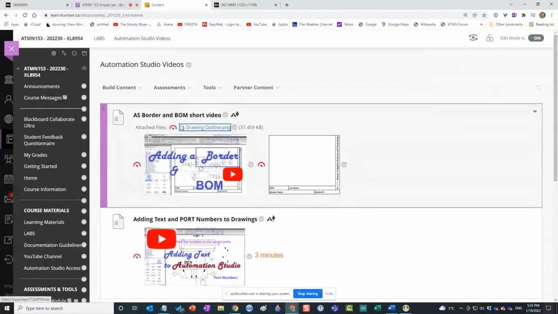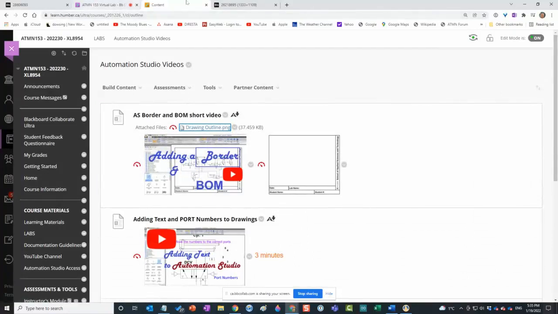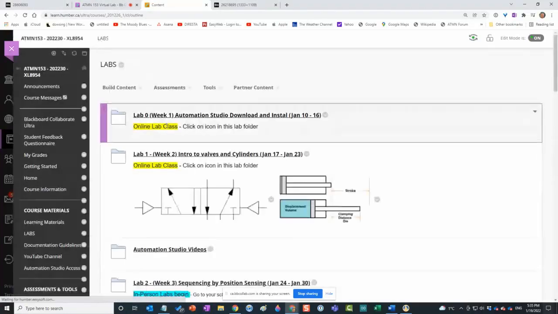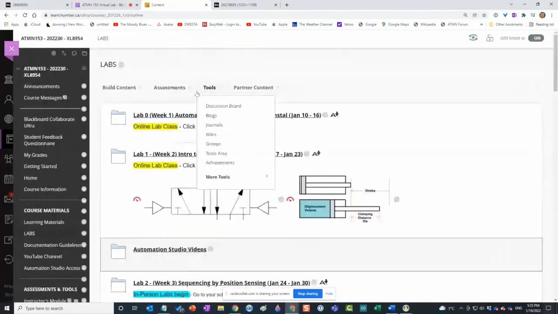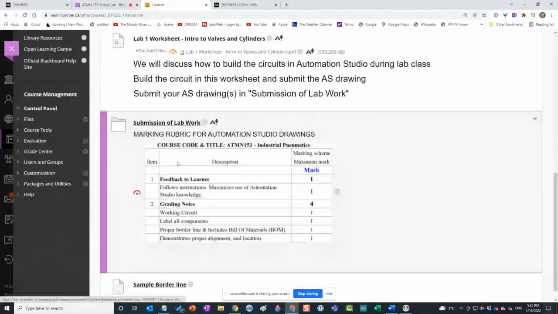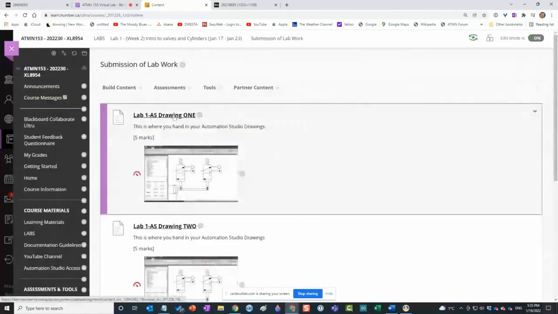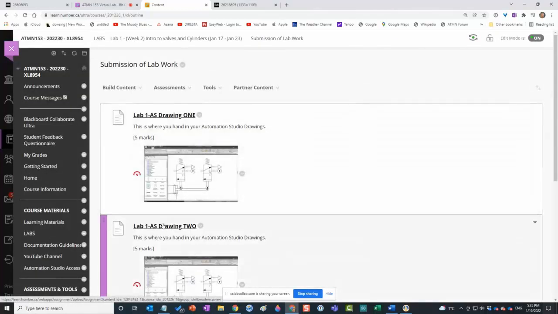Then follow these instructions and get your border, and put it into your Automation Studio drawing. Save your drawing, and then upload it here in week 1. Down here, click on this, and put your PRX file here. Do not take screenshots of your Automation Studio and put them in here. I want the actual file.